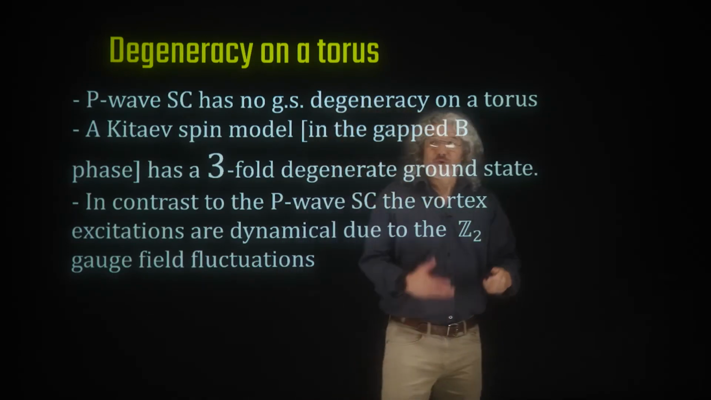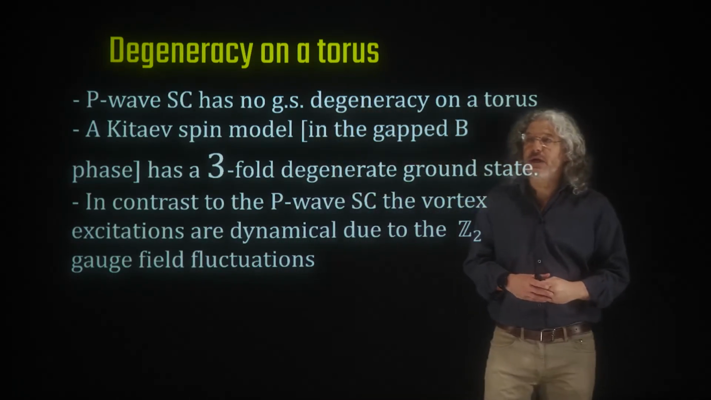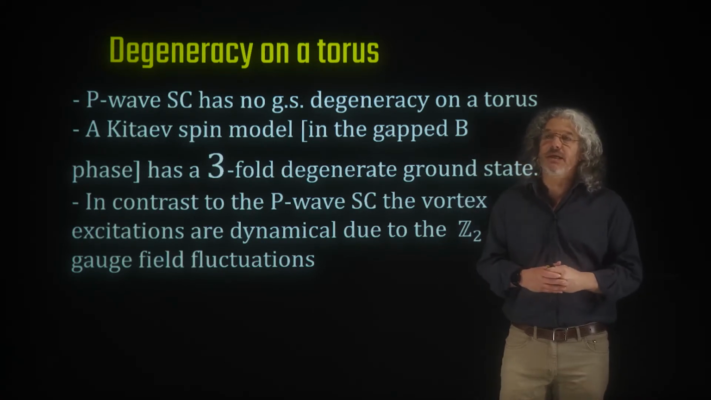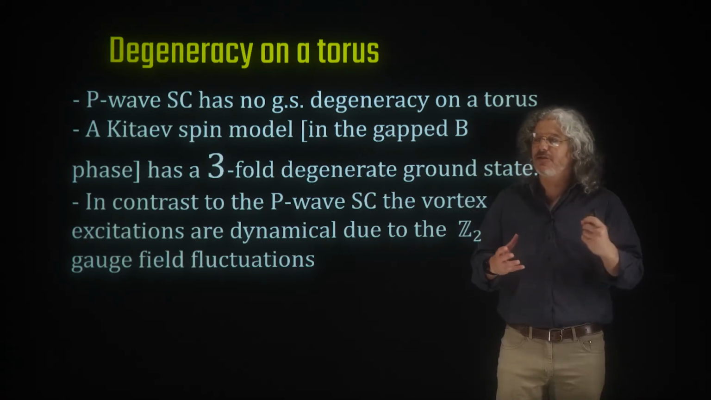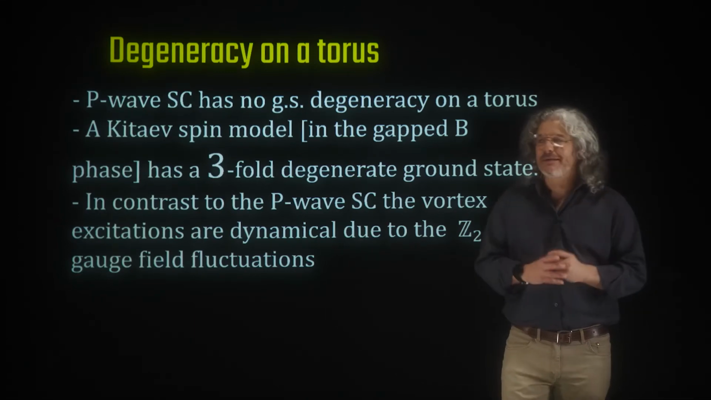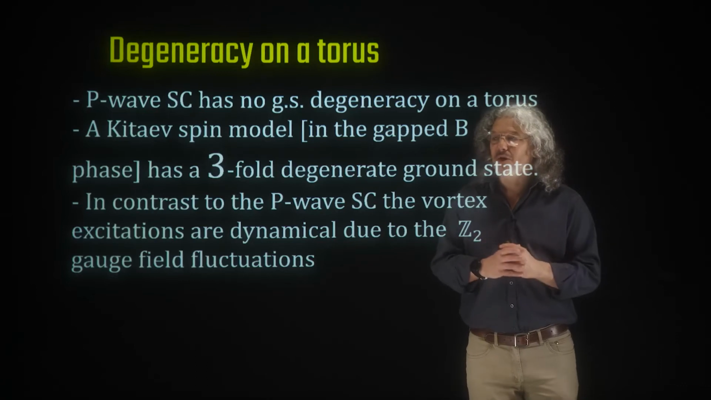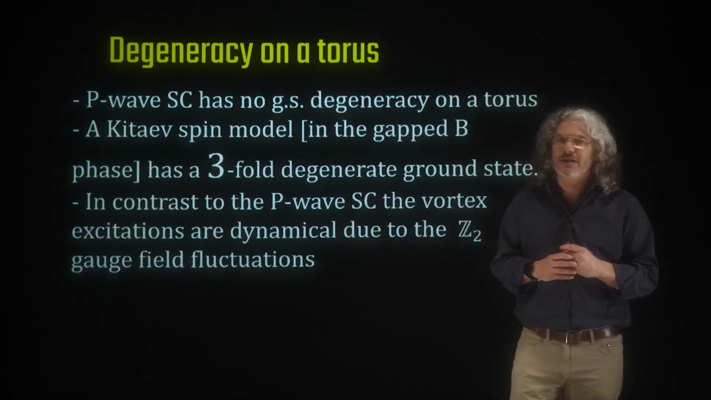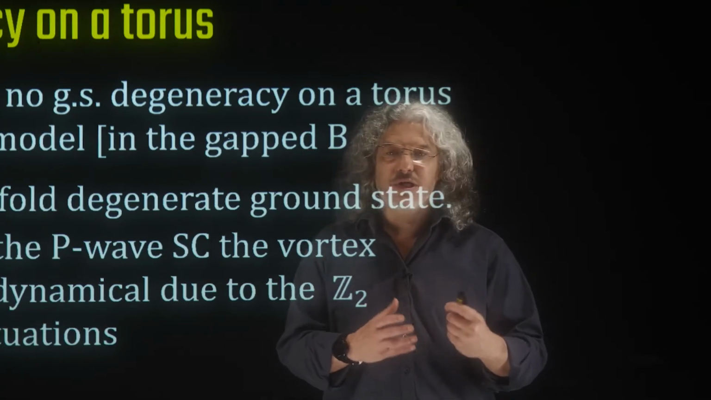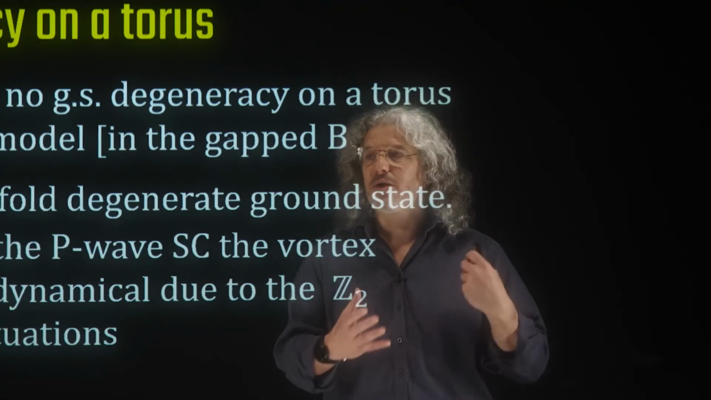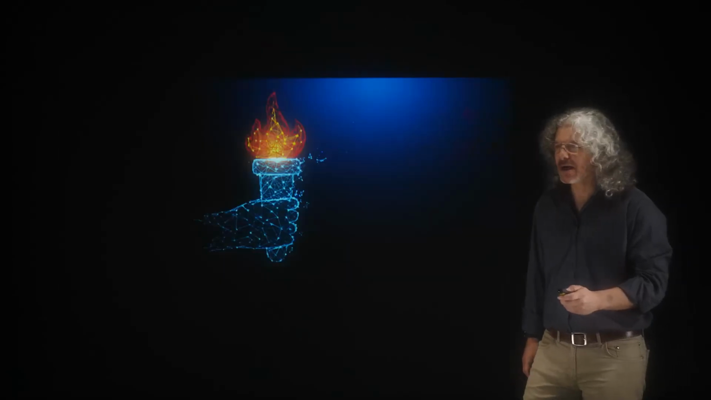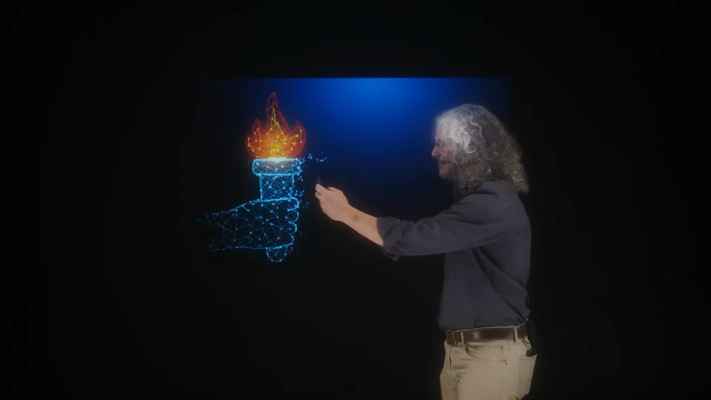To summarize, the p-wave superconductor has no ground state degeneracy on a torus, and the Kitaev spin model in the gapped phase, the B phase, has a 3-fold degenerate ground state. Another important thing is that, in contrast to the p-wave superconductor, the vortex excitations are dynamical due to the Z2 gauge field fluctuation. So these are internal excitations and not introduced by external vortices. And now I pass on the torch to Adi.